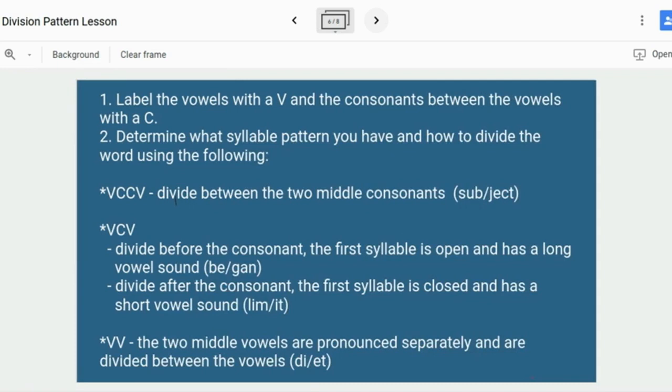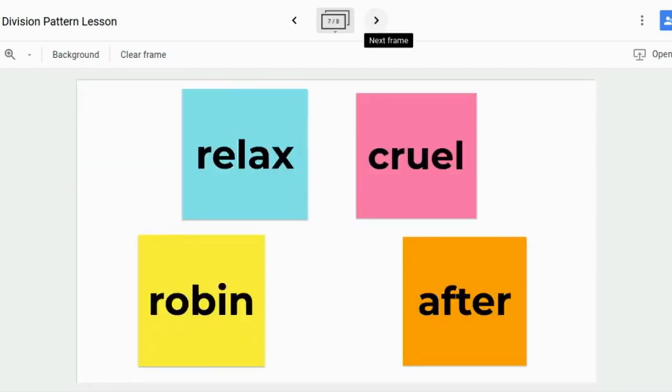All right, on this slide, it just gives you some directions about the things that we just did. So as you're doing some work on your own today, if you get stuck or need help, you can always look back at this. It talks about labeling your vowels and consonants, figuring out what syllable pattern you have, and then dividing the words correctly based on the rules that are for each pattern. We're going to practice some together. You're welcome to follow along, or if you have a whiteboard or a piece of paper near you, if you want to practice along with us by writing the words, labeling, and dividing, you're welcome to do that as well. You'll be doing some of these on your own in a little bit.